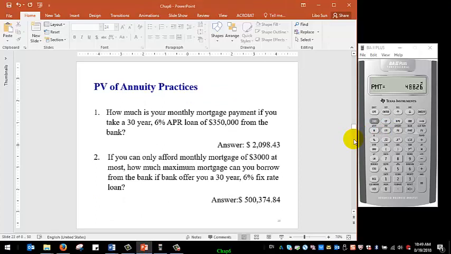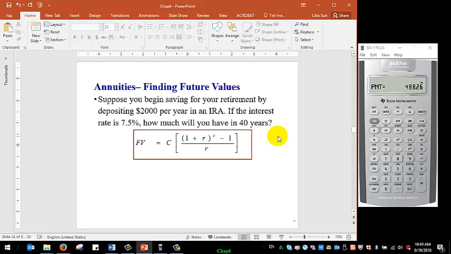Okay, so I want to pause a moment and practice these two questions. In practice, we sometimes want to find out how much money we could have if we are saving for retirement. So that's a saving for retirement question. It is a type of looking for future value of an annuity. For example, you are saving for retirement. Every year you deposit $2,000. The account gives you a 7.5% compounding rate. How much will you have in 40 years? So we can use the formula or the calculator.